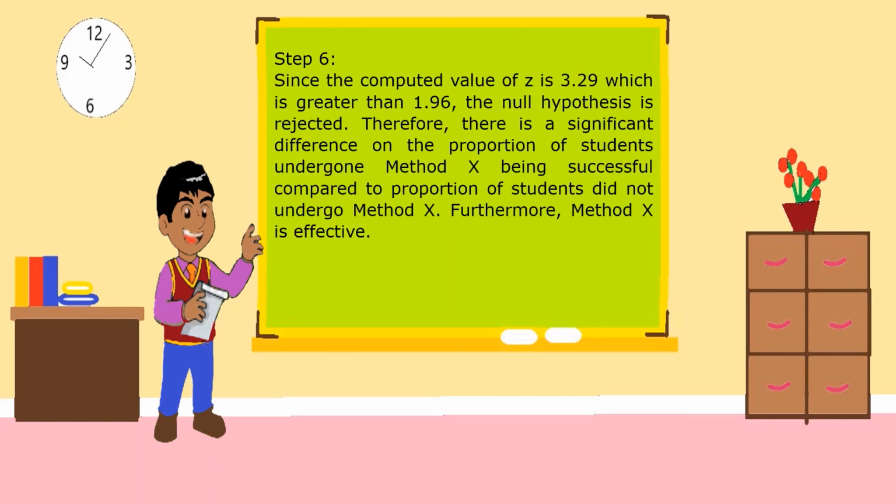Since the computed value of Z is 3.29, which is greater than 1.96, the null hypothesis is rejected. Therefore, there's a significant difference in the proportion of students who underwent method X being successful compared to the proportion of students that did not undergo method X. Furthermore, method X is effective.